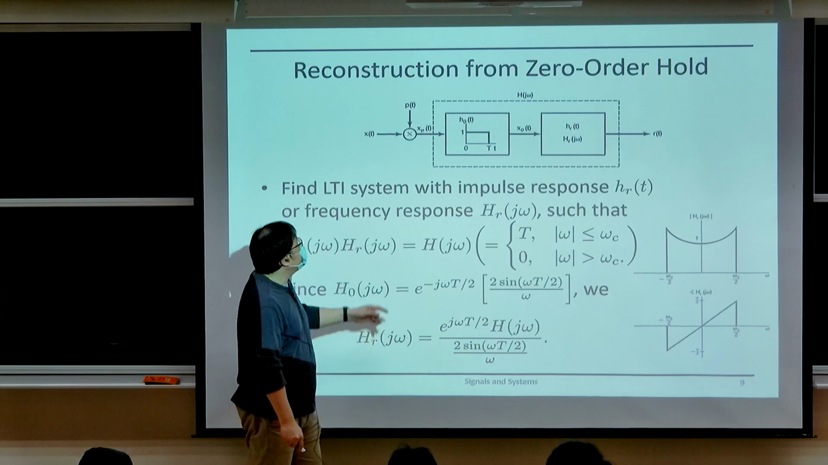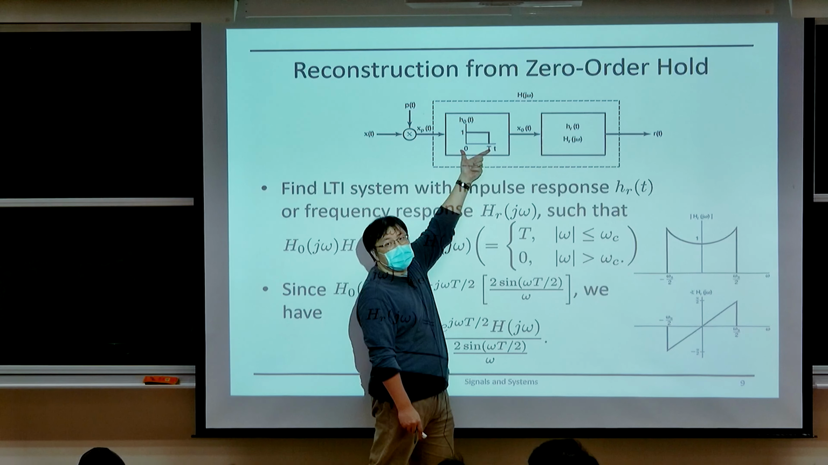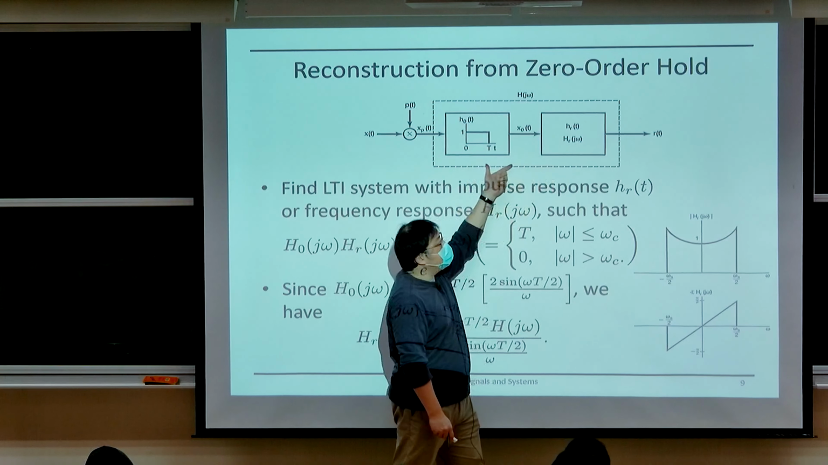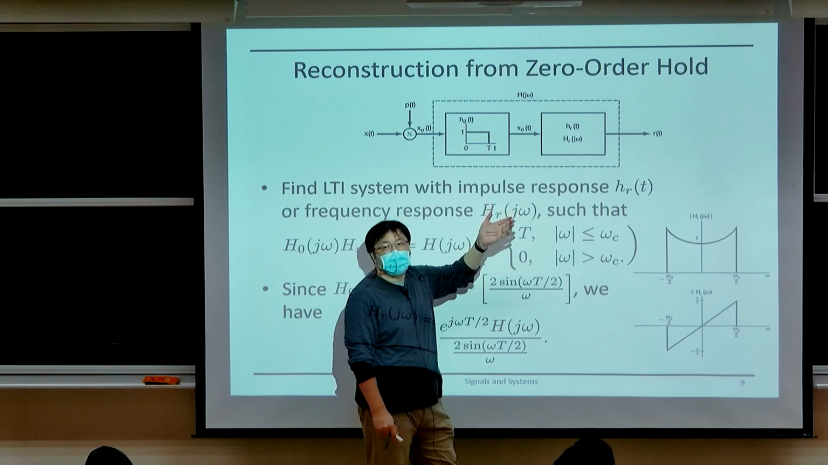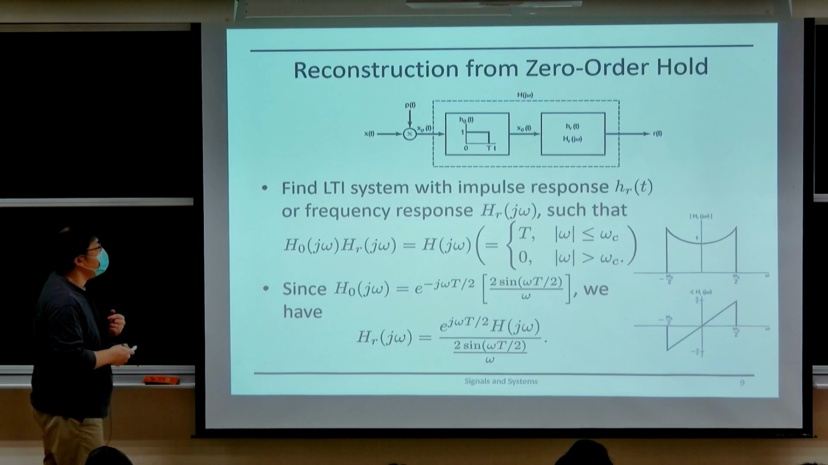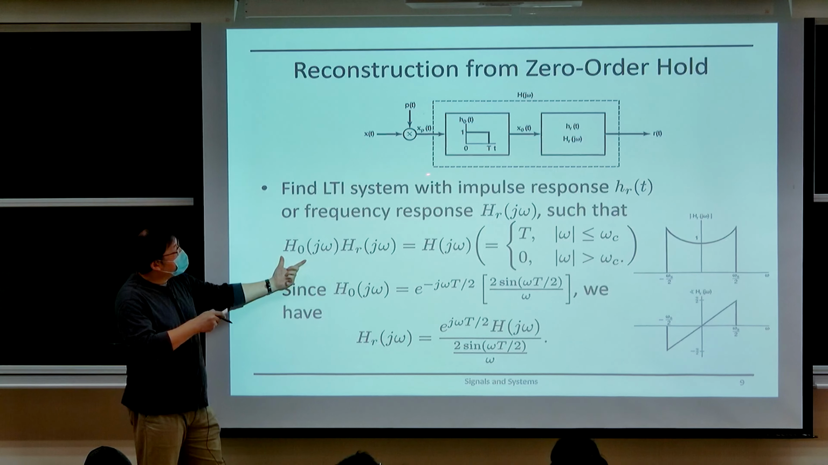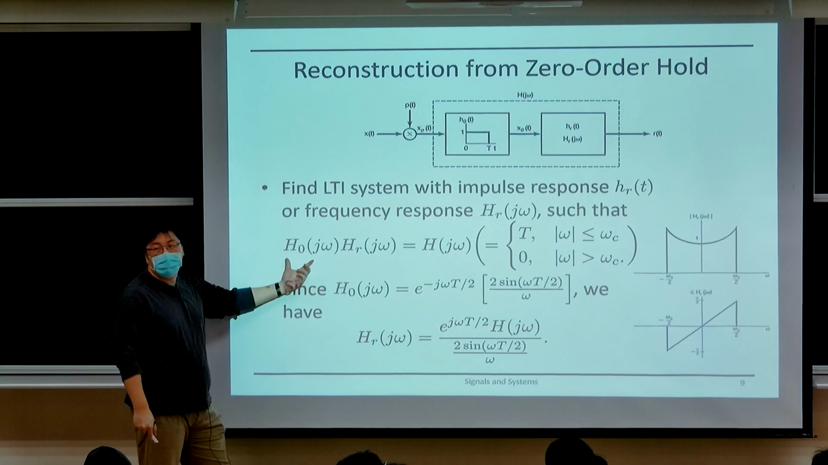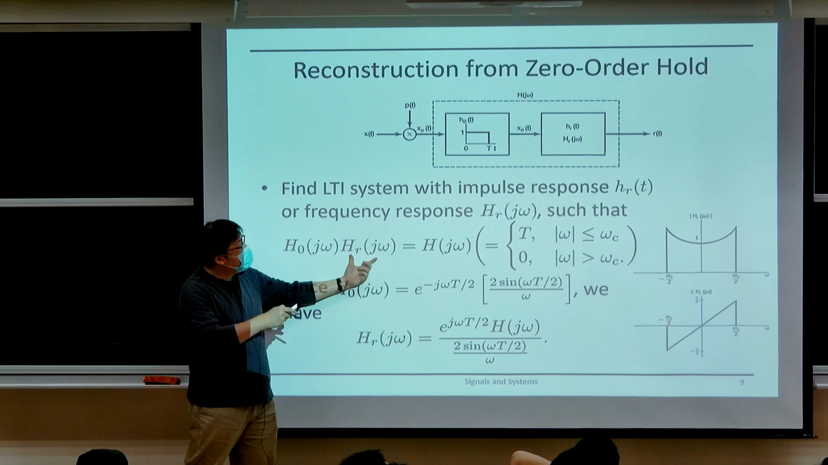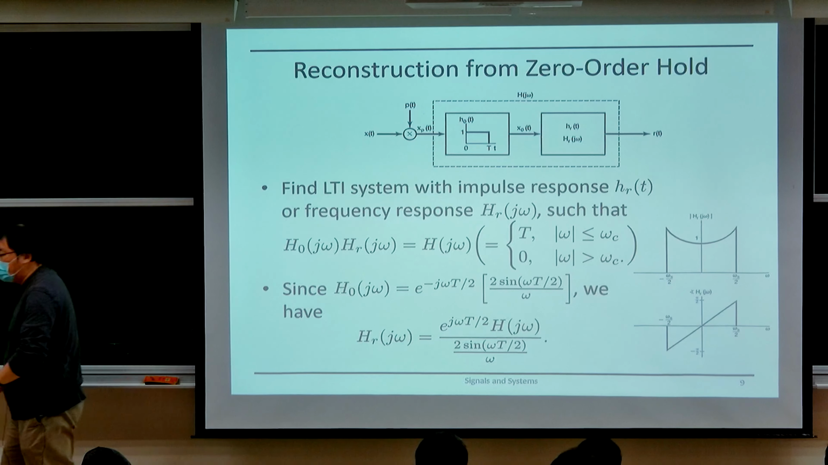So even though this xp of t is first passed through something that is not ideal, if we can multiply it with something that makes the effective response equal to an ideal low-pass filter, then we should be able to get back the same thing. So the idea is like this, where we want the cascade of these filters, which has a frequency response equal to the response of this one times the response of the second one. And we hope that it is equal to this, which is the ideal low-pass filter.